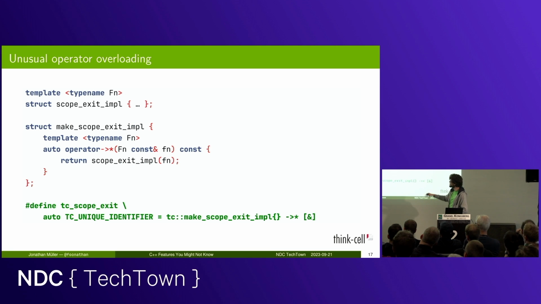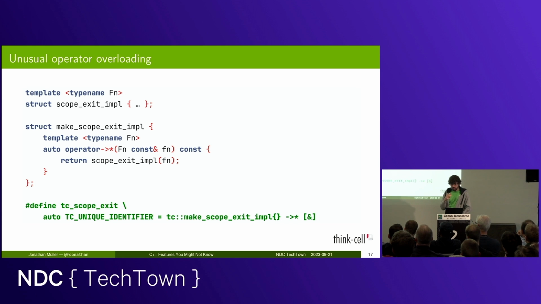This is the implementation. So we've got our tag type that overloads the arrow star operator that takes the function on the right-hand side. And then we can define our macro to invoke that. This will then take the lambda, wrap it into the scope exit object, return it, store it in a variable, and this will then be invoked in scope exit. And that way we've essentially written the first statement, just using a bit of creative operator overloading and macros.